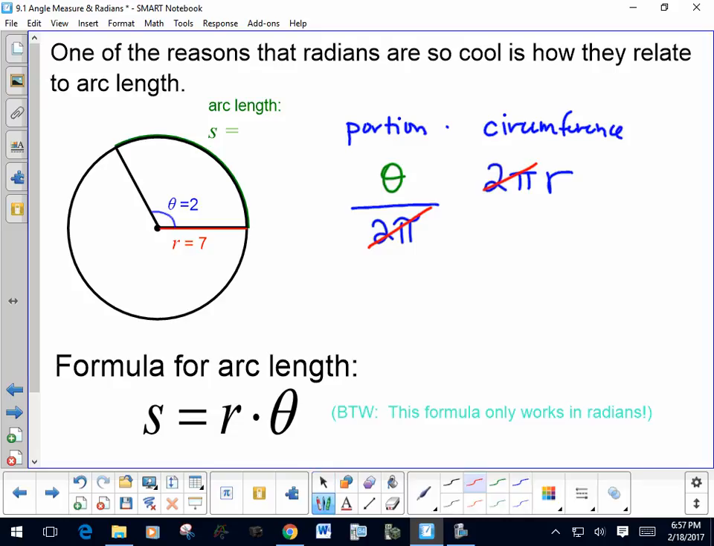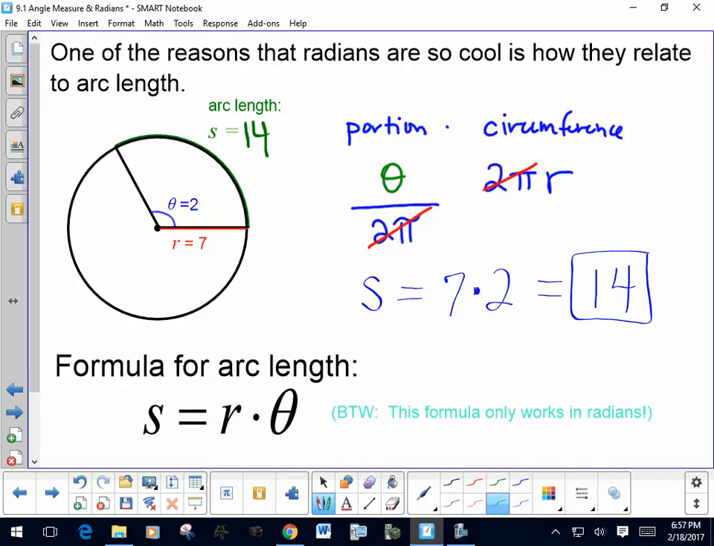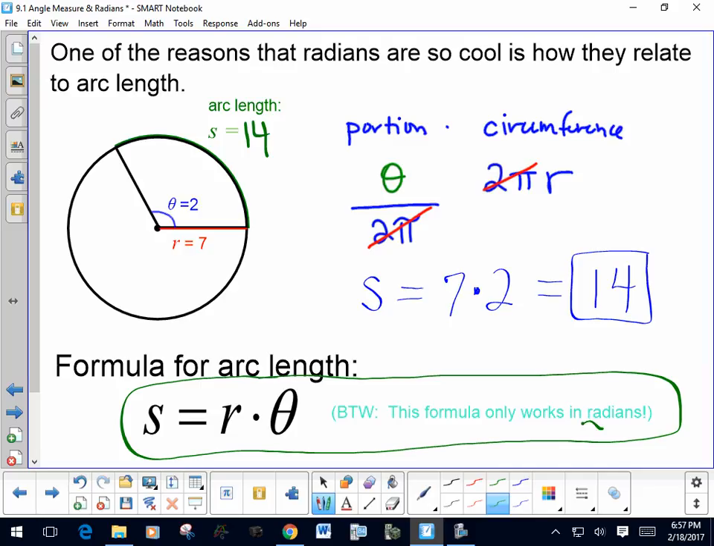In this particular case of this circle we have here with this green arc, the arc length is equal to 7, the radius, times 2, the angle. So the arc length is 14. Now this formula, S equals r theta, only works if your measurement is in radians. So it's a great formula, very simple and easy to use, but it only works in radian angles. Otherwise, you still have to think about that portion of the circle out of 360 for degrees.